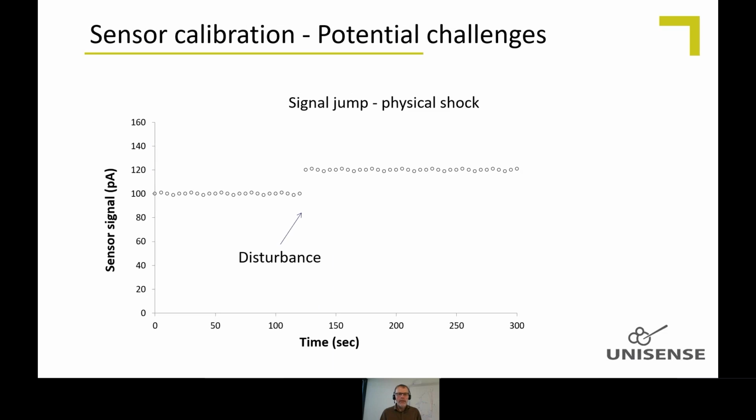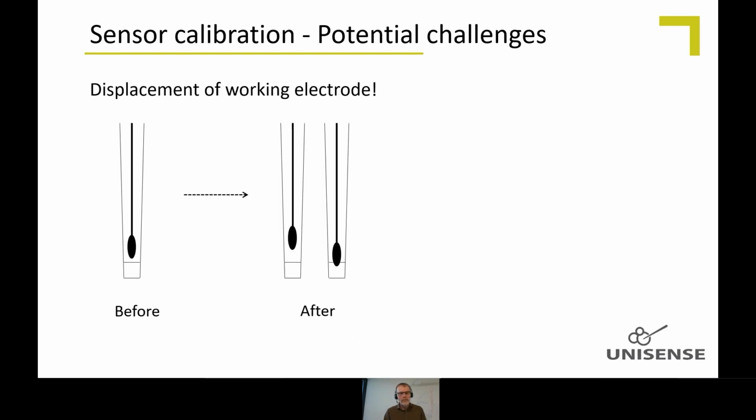Another type of drift you may see is that if you give the sensor a physical shock and don't break it, then you may see a shift in signal, a jump. The reason is that the cathode or working electrode inside the sensor moves a little bit after such a physical shock. If it moves away, it will give a lower signal for the same partial pressure. If it moves forward towards the membrane, towards the outside, it will give a faster and higher signal.